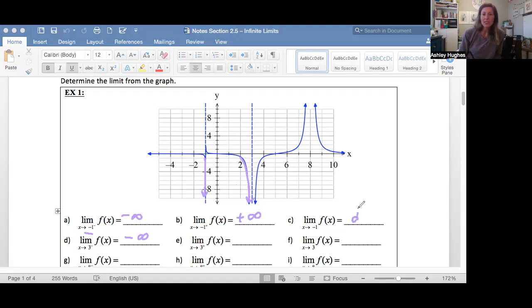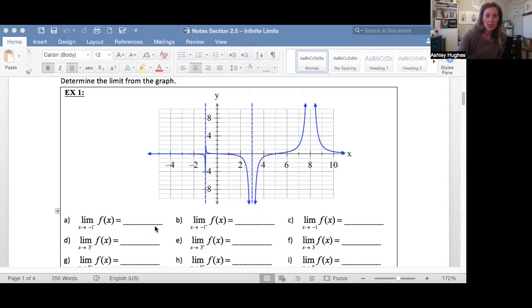At -1, we have to say does not exist here because these are different infinities. So 3 from the left, negative infinity, 3 from the right is also negative infinity. So we can say negative infinity here. Again, it's just a slightly more descriptive answer, but technically the limit does not exist.